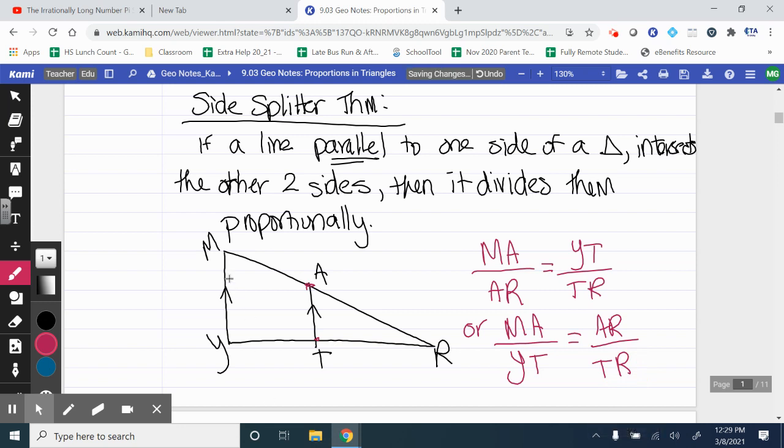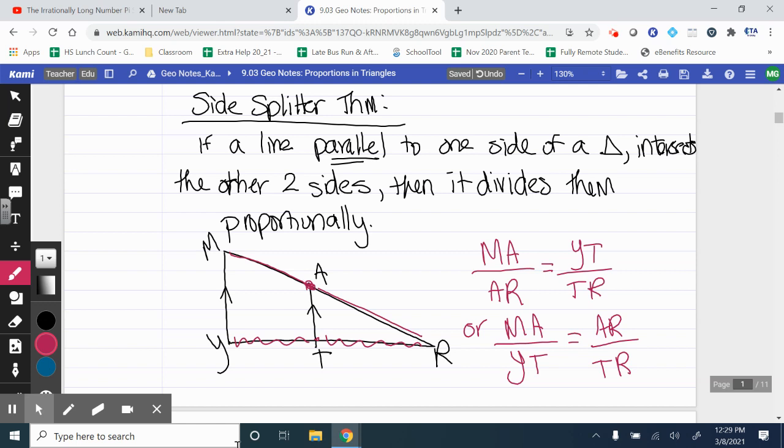So we know that this is divided up proportionally wherever it intersects to the other side. That's really important, and knowing that is often very helpful. We also know that those triangles are similar to each other, so we also know that AR over MR would equal TR over YR.